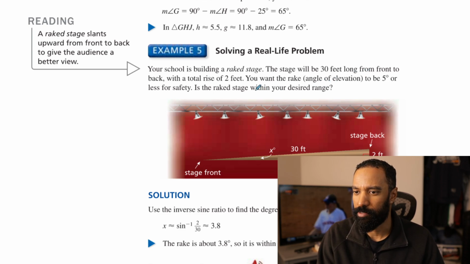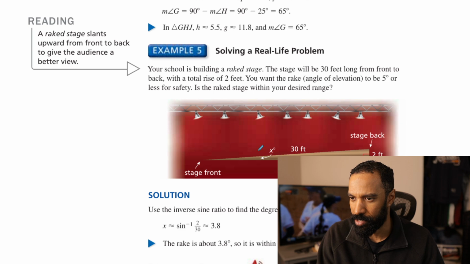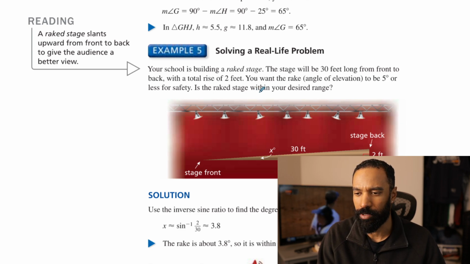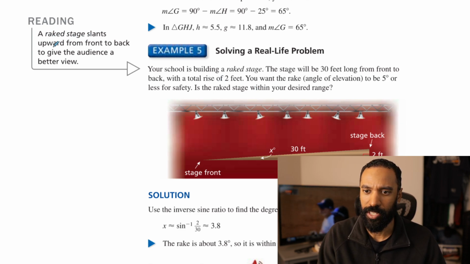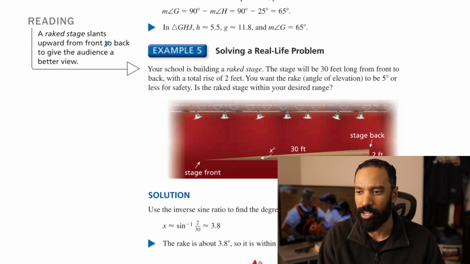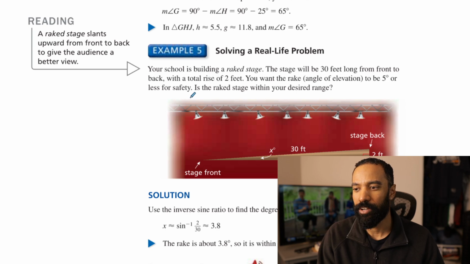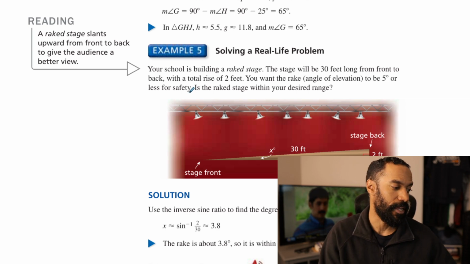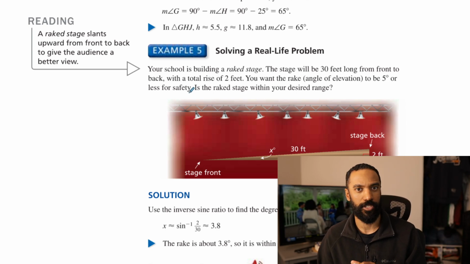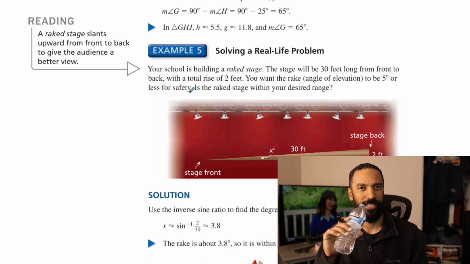You want the rake to be 5 degrees or less for safety. Is the rake stage within your desired range? I don't know what... Oh, a raked stage slants upward from front to back to give the audience a better view. I don't know if that actually exists or not. I mean, it exists. I don't know if when I've watched a play or something that has ever been the case. I don't feel it has.